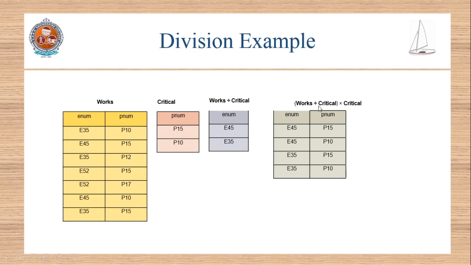The cross product, the first tuple in the left side relation will be paired with all the tuples in the right relation. So what is the first tuple in the left relation? E45. E45 is paired with all the tuples in the right relation, that is P15, P10. Now the second tuple in the left relation, that is E35, will be paired with all the tuples in the right relation, that is P15 and P10. So this is how we are going to use the division operation. Generally, the inverse of cross product is nothing but the result of division operation.